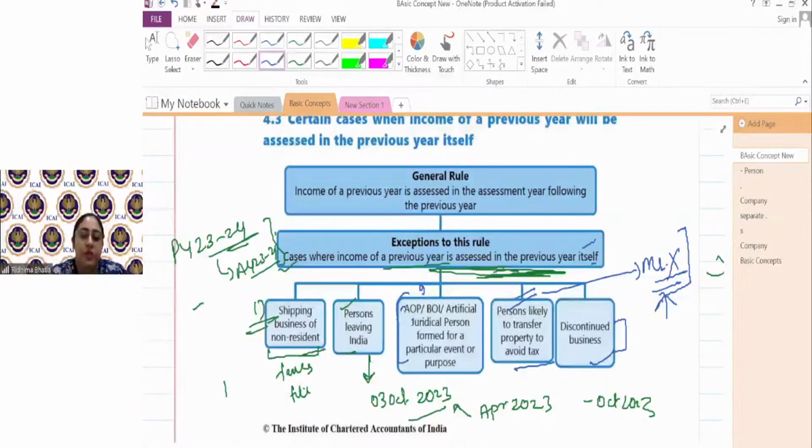AOP BOI, artificial juridical person, if they were formed for a particular event or purpose and that event or purpose might end soon, so they just say that pay the taxes right away. Similarly, if a person is transferring a property so that once he has transferred it, no one might recover any taxes from him, in that case, the previous year is the year in which he has to pay the taxes. Discontinued business, if a person is about to discontinue the business and before wrapping up everything, the government says, let's pay the taxes also. Okay, so these are the five exceptions.